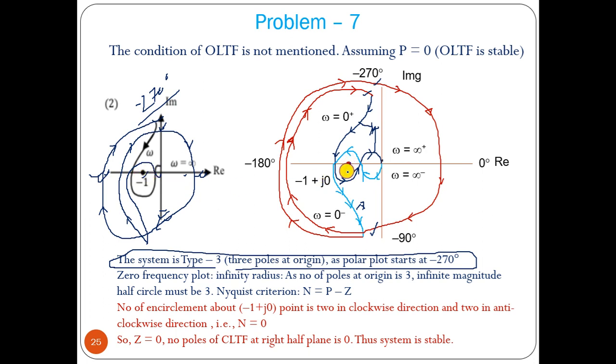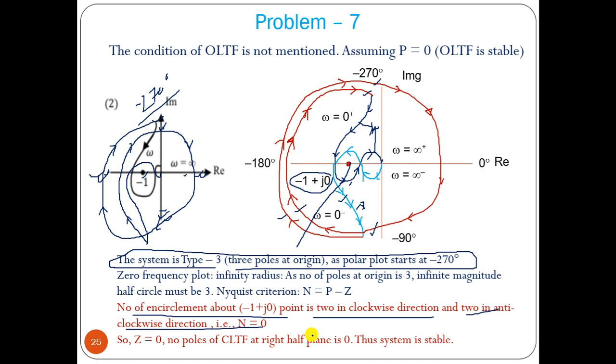Now if we draw a line here, what you can see is this is clockwise, and this is anti-clockwise. This direction is anti-clockwise, this direction anti-clockwise, these two clockwise. So the number of encirclements about this critical point is 2 in clockwise direction, these two, and these two in anti-clockwise direction.